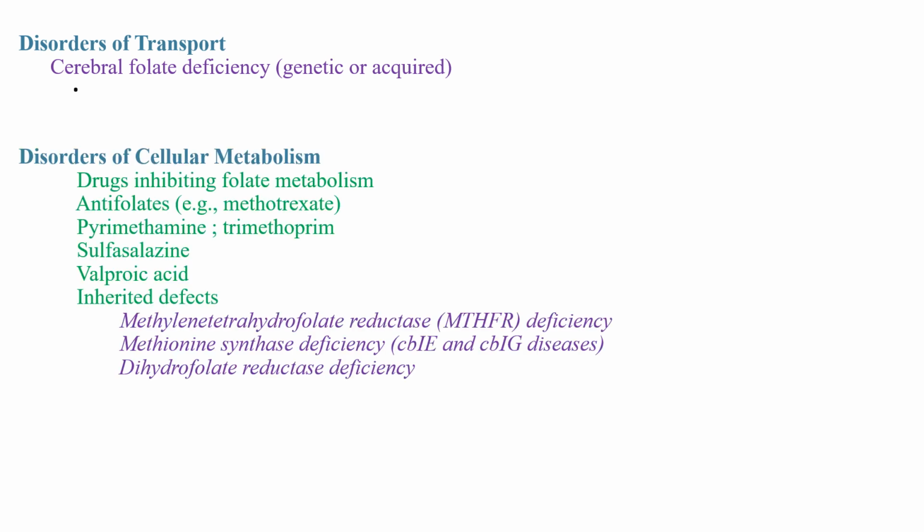The other cause can be disorder of transport, such as cerebral folate deficiency, which can be genetic or acquired. Disorder of folate metabolism, such as drugs that inhibit folate metabolism. Those include methotrexate, pyrimethamine, cotrimoxazole, valproic acid, and other inherited defects that can cause deficiency in folate.